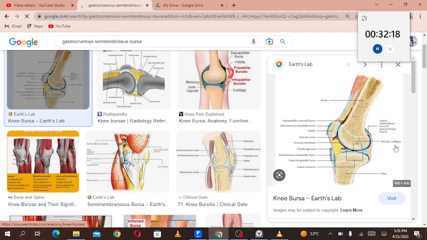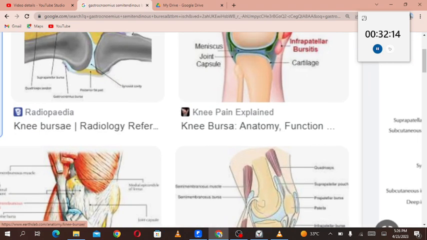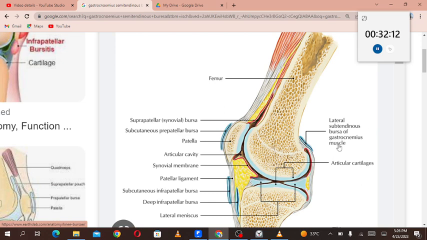On the posterior side, we have articular cartilage in the lateral. Okay, so lateral subtendinous bursa, lateral subtendinous bursa of the gastrocnemius muscle. That's over here. So here you can see the joint cavity and this black space, which my cursor is following right now. This is the synovial cavity of the joint.